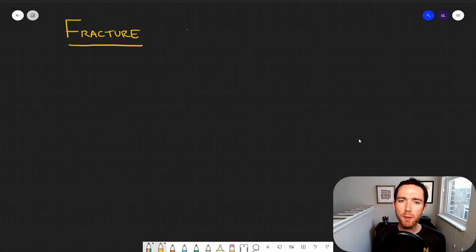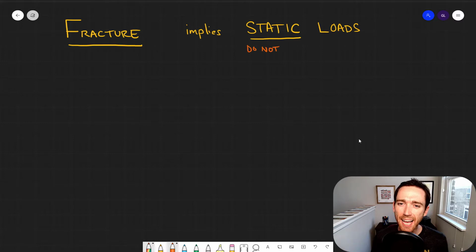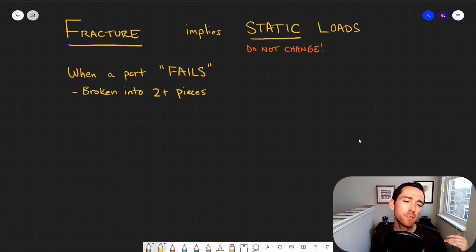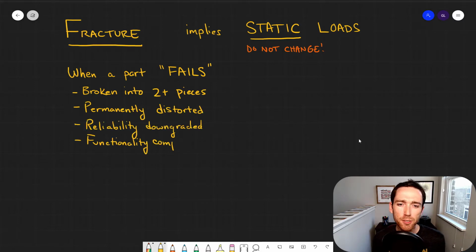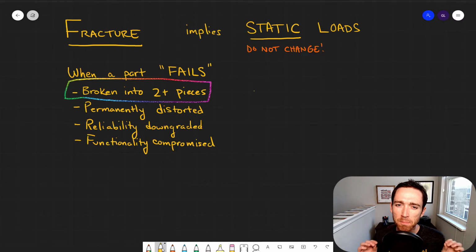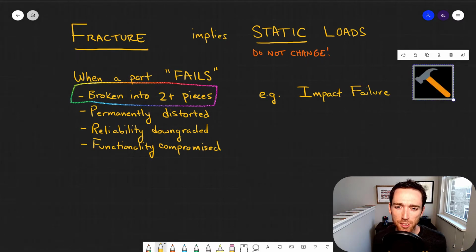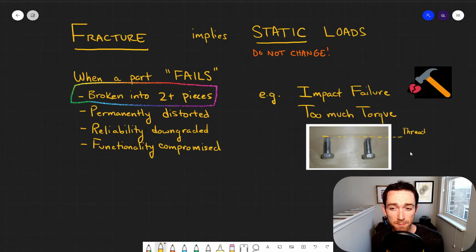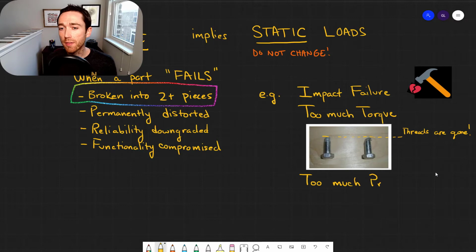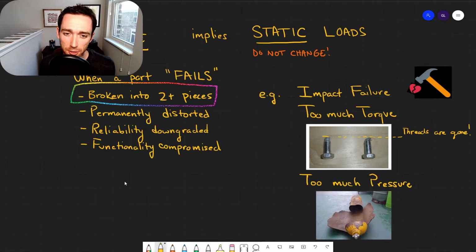Okay, so when we talk about fracture, we're talking about statically loaded parts failing. These are things that break in two or more pieces. They become permanently distorted. There's a couple other ways we can think about this, but most useful is to think about just hitting something and then it breaks, or torquing something too much and then it breaks, or something has too much pressure and then it breaks.